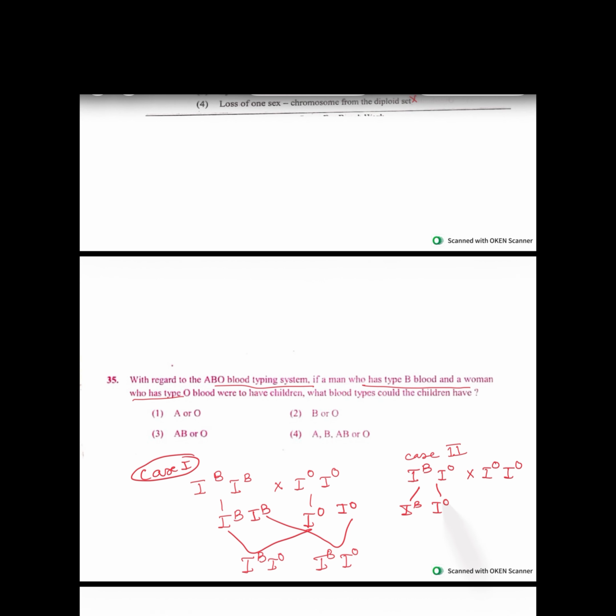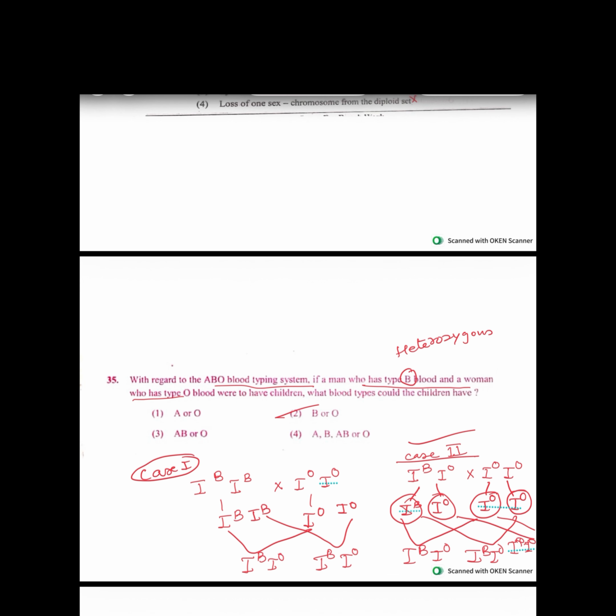So ABO blood type, B blood group crossed with O blood group, where you will get, if we do the homozygous situation, here if we go for case 2 heterozygous, then we will get 2 blood groups, B and O.